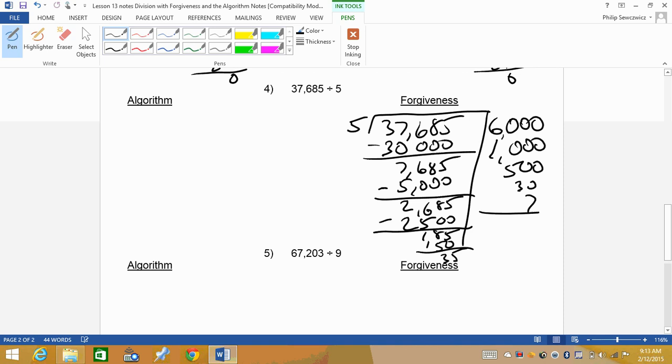So if we add this all up, we're thinking 6,000 plus 1,000, 7,000, 7,500, 7,530, and then your 7. So 7,537 is what we think the answer should be. Let's watch it with our algorithm now.